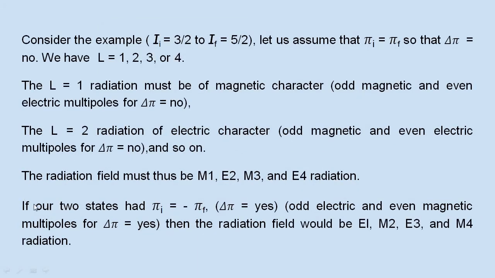That is why for the two systems we have mentioned, pi I is equal to minus pi f, odd electric and even magnetic multipoles for delta pi is equal to yes. Then the radiation field would have E1, M2, E3 and M4 radiation. Similar things.